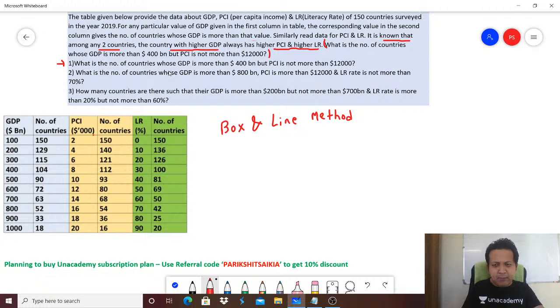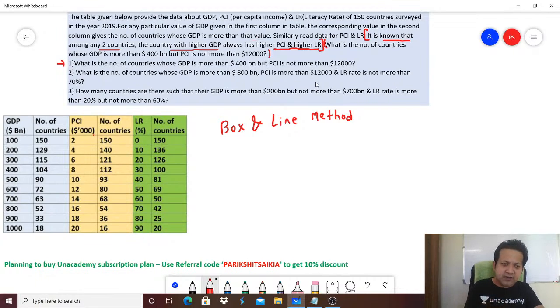Now please bear with me. This line is the crux of your paragraph. It is also known that among any two countries, the country with higher GDP always has higher PCI and higher LR. So let's take an example. Probably America, the richest country in the world, right? So what does it mean? It will have the higher GDP. Now, if any country like America has a higher GDP, it also means that particular country will have the higher PCI, a per capita income, and a higher literacy rate.